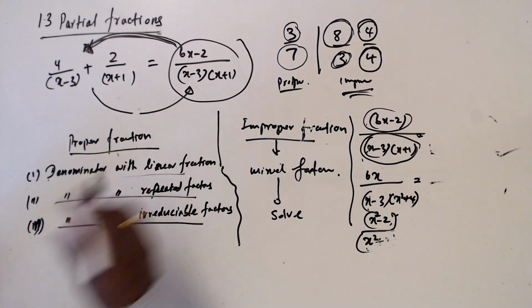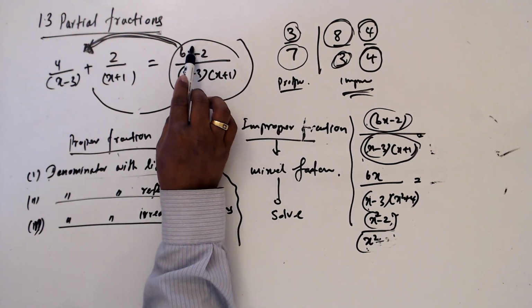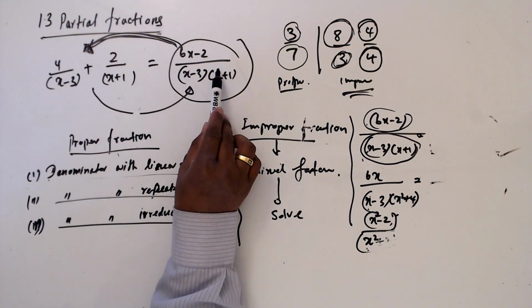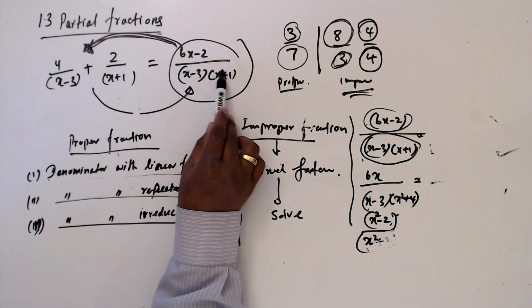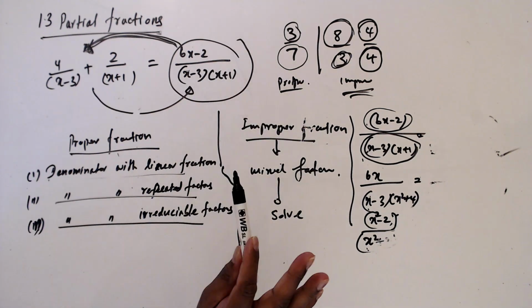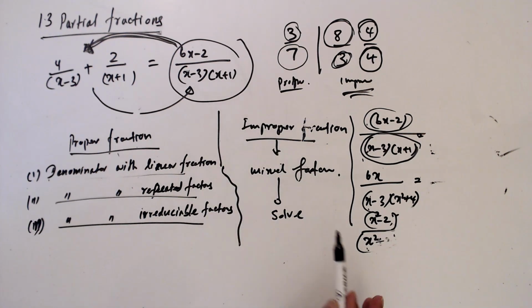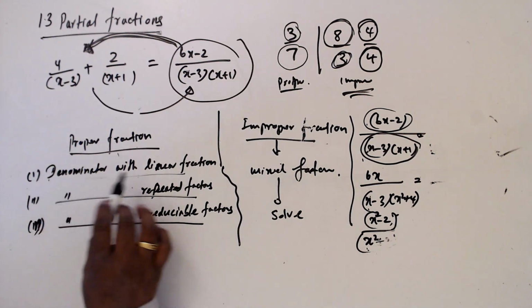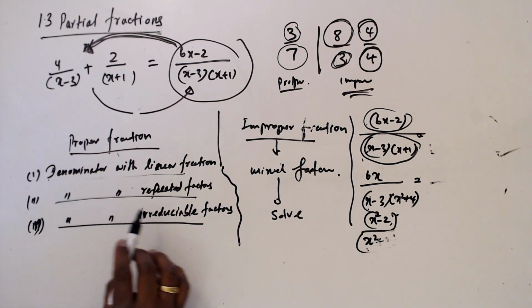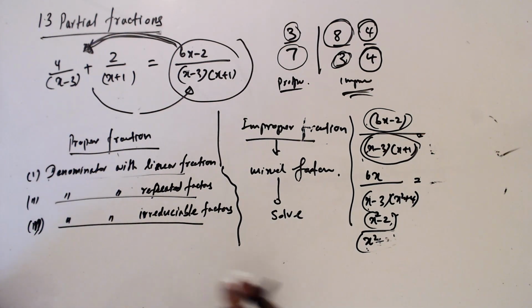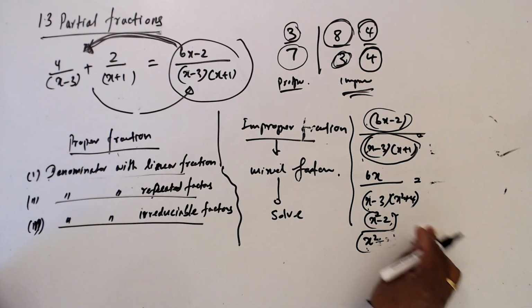When you look at this one, the power is 1 and this is 1, and together they make x square. So this is 1 over 2, and it is a proper fraction. You identify it as a proper fraction. You don't need to show that, but you have to identify it because the methods are different. Now we'll discuss the types.